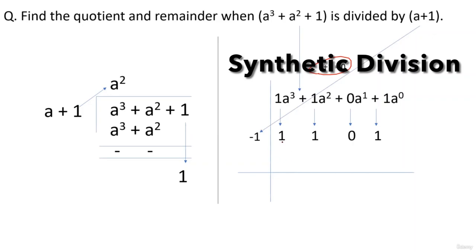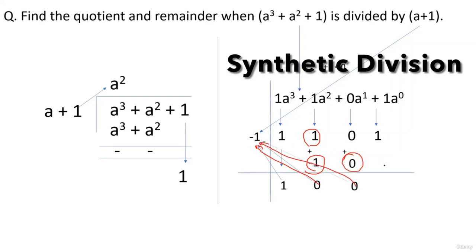The first step is to carry this 1 down. When you do that, you get the 1 here. This 1 you multiply with minus 1. 1 into minus 1 is nothing but minus 1. You write it here, and you add these two terms. You get a 0. Now 0 into minus 1 is again 0. You add a 0 here. 0 plus 0 is 0. Again 0 into minus 1 will give you 0 over here. 1 plus 0 is nothing but 1 here.